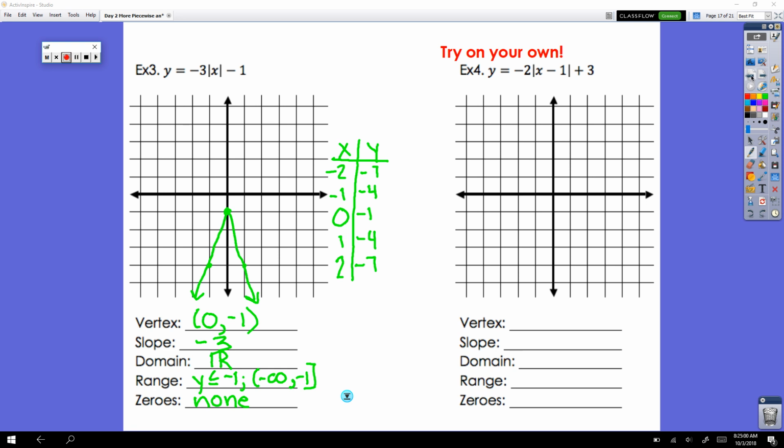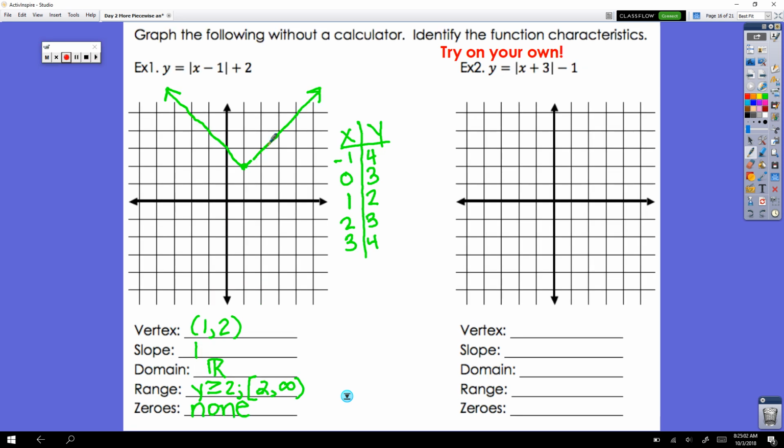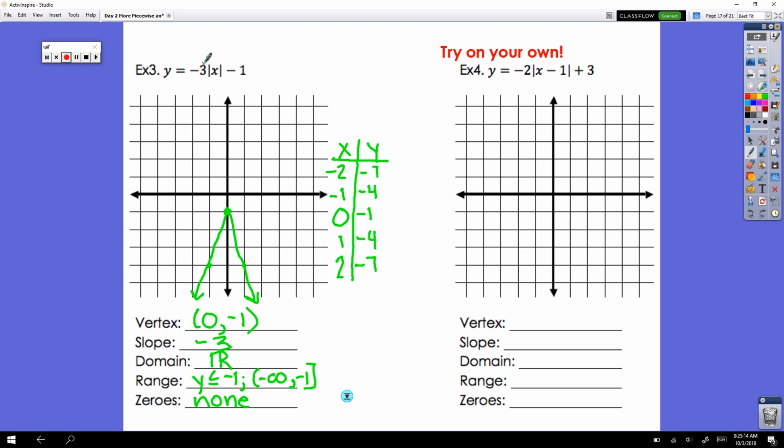So now recapping. If we go back, we see here, this opens up, has a positive slope with no number here, so it has a regular slope of 1. And these are all of our function characteristics. And here, this has a slope of negative 3, which is why it's pointing down, and we can see that it got narrower. Now let's go on to the next one.